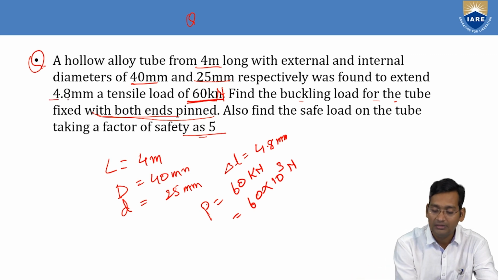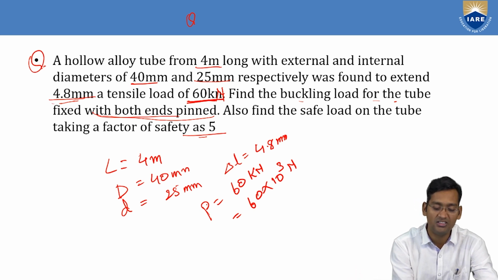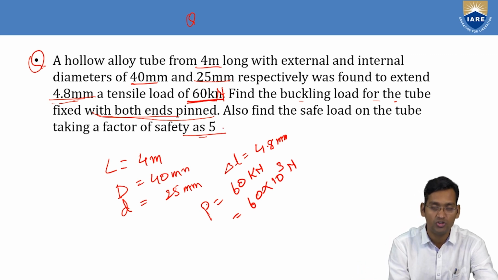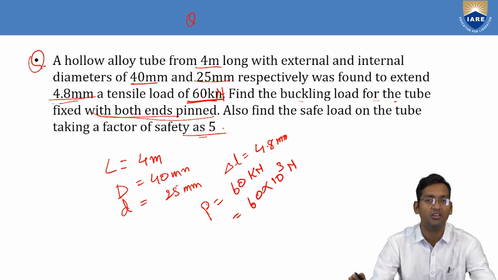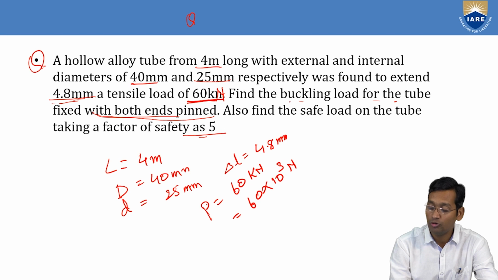But here that extension, that is elongation, also is given. Right, that delta L is given as 4.8. So this delta L helps us to find what? The value of E, because in this question E is not given. That Young's modulus of elasticity is not given. Okay, now what is the question?